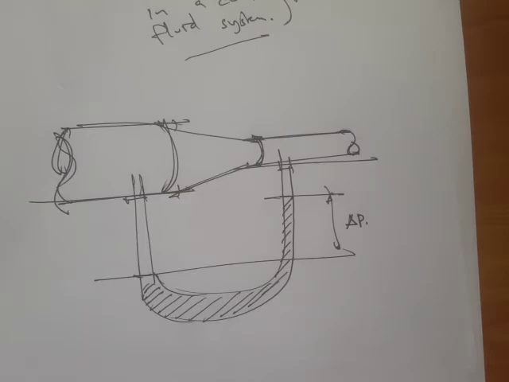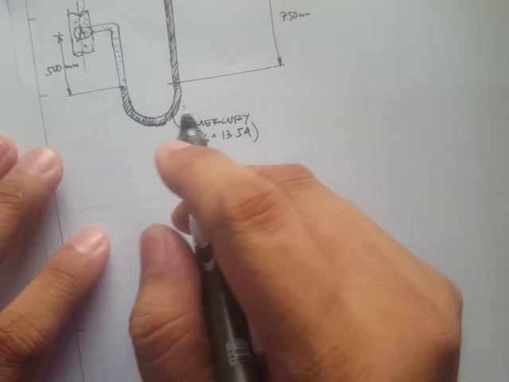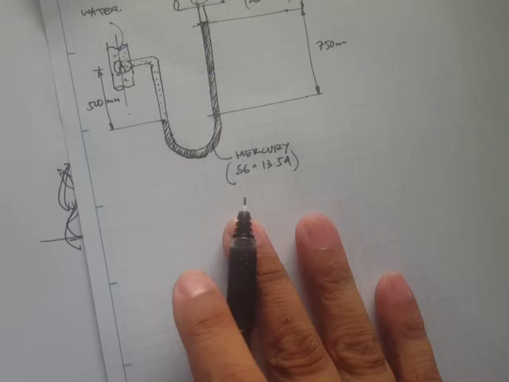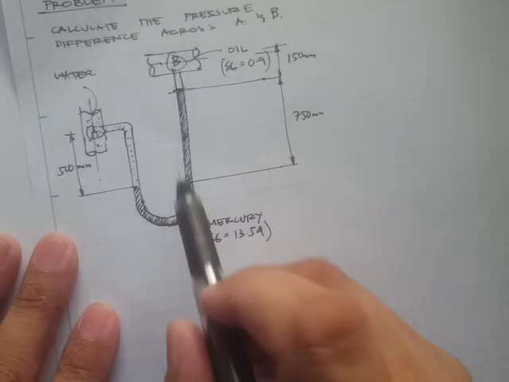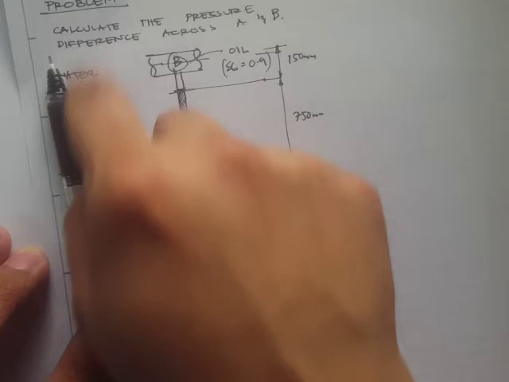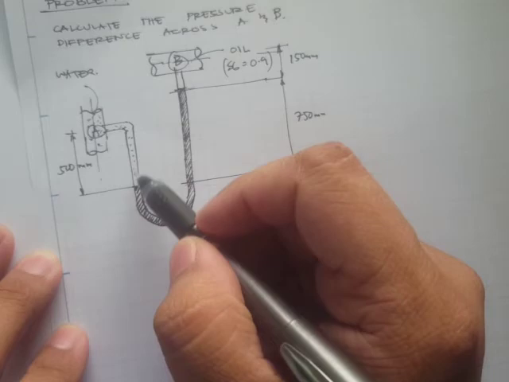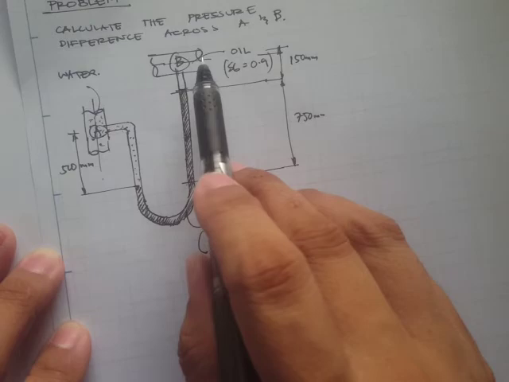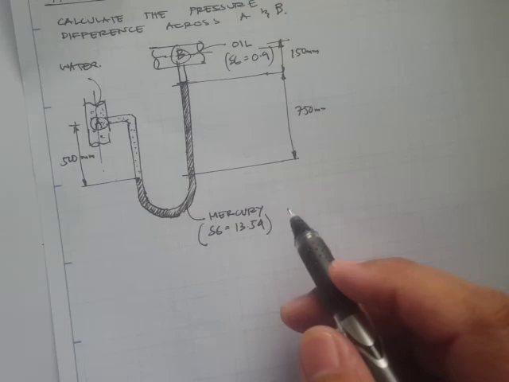All right, now let's solve our last problem regarding this differential manometer, which is basically almost the same principles for computations. The problem says calculate the pressure difference across A and B. So we have our point A right here and point B right here. Imagine there's a conduit used for conveying water, while this one is used for conveying oil. So we have water, oil, and our manometric fluid, which is mercury. So we have three fluids here.